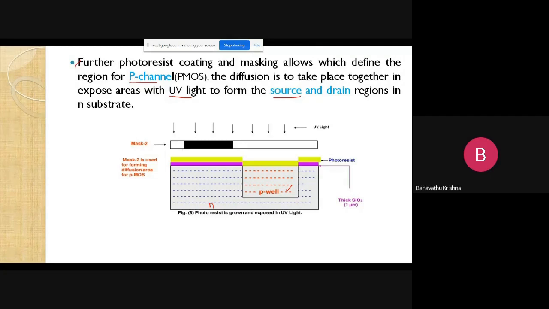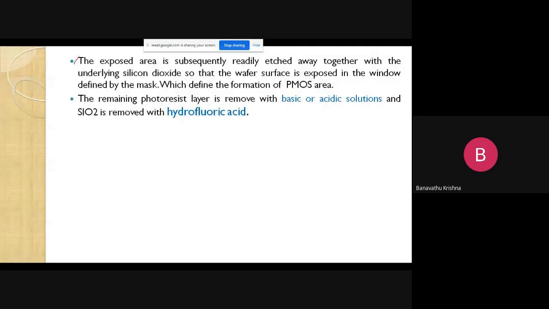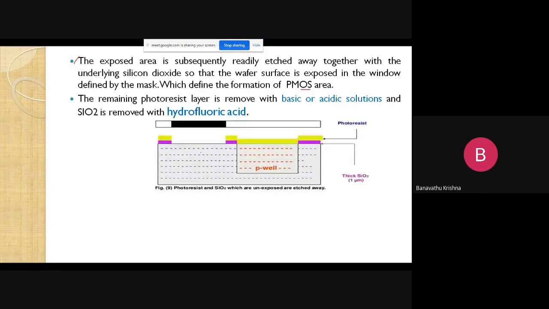Okay, ultraviolet rays. Next, the exposed areas are subsequently removed together with the underlying silicon dioxide, so that the wafer surface is exposed in the window defined by the mask, which defines the formation of the PMOS area. Right? This is the formation. In the previous case, we seal it here and again expose the ultraviolet rays over the surface. The shielded area is unaffected. The remaining area is hardened and this area is softened, so we need to remove it.